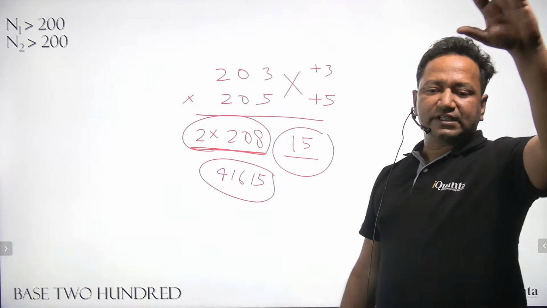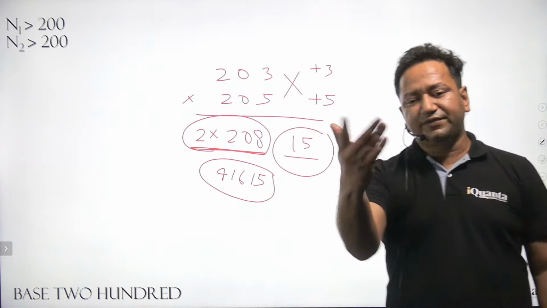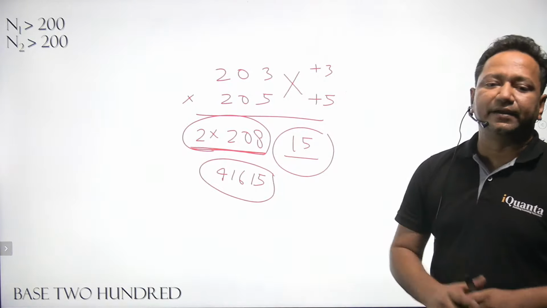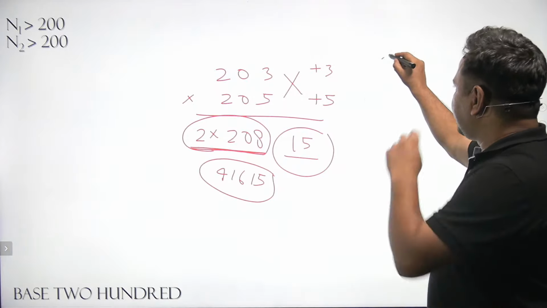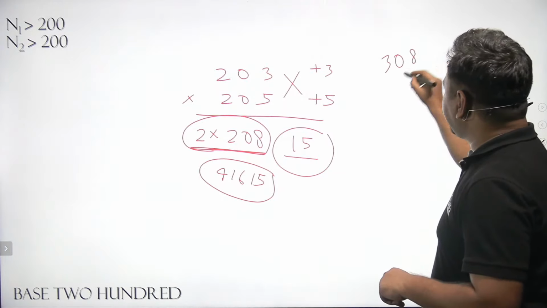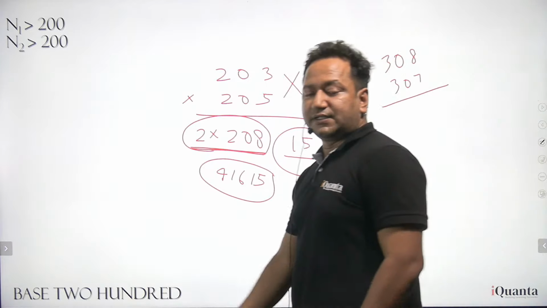So the only difference is we multiply this by 2. Now tell me, if the numbers were in the base 300, what would you have done? For example, if it was 308 multiplied by 307, in this case, what would have been your answer?